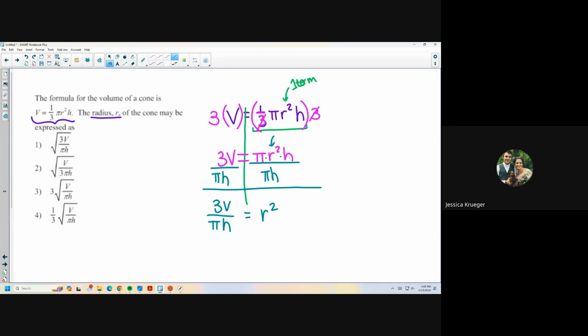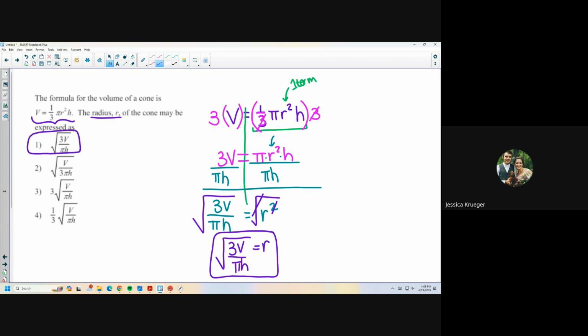The last thing I need to do is get rid of the squared. The opposite of squaring is taking the square root. So I'm going to square root both sides. The squared and the square root cancel. So I get r equals the square root of 3v over pi h. And that answer is right here, choice 1.